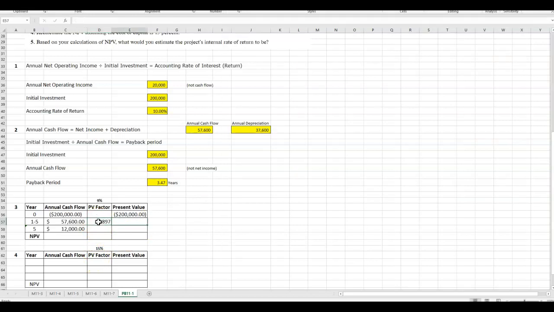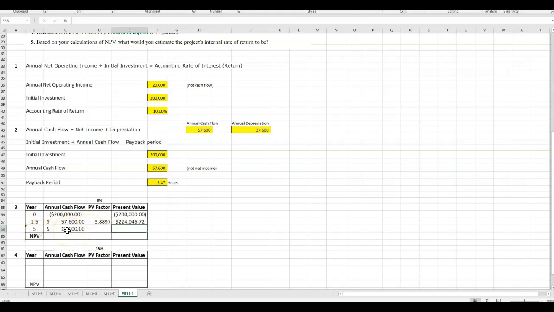And we'll multiply those two things. So the present value of $57,600 per year with a rate of 9% is $224,000. Put that a different way. Well, let's not get into that. I don't want to complicate things.